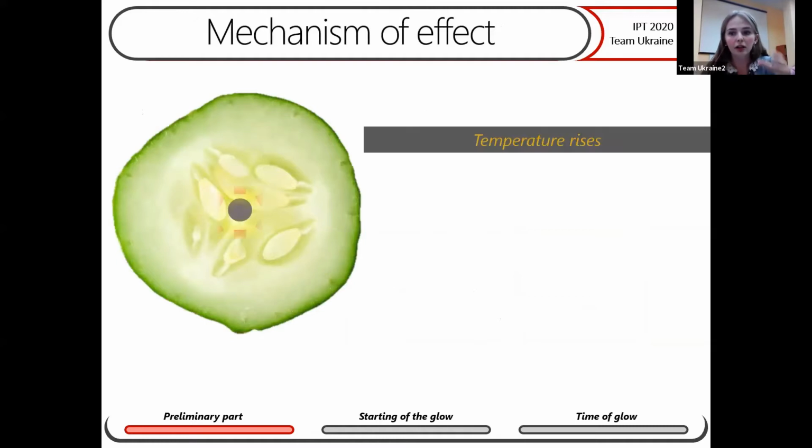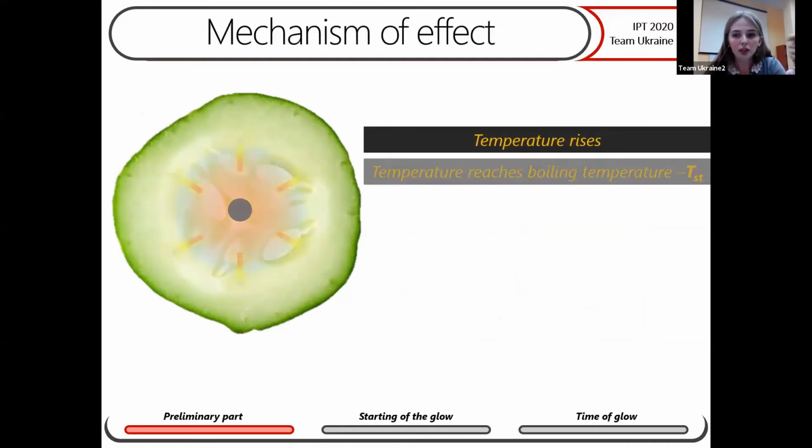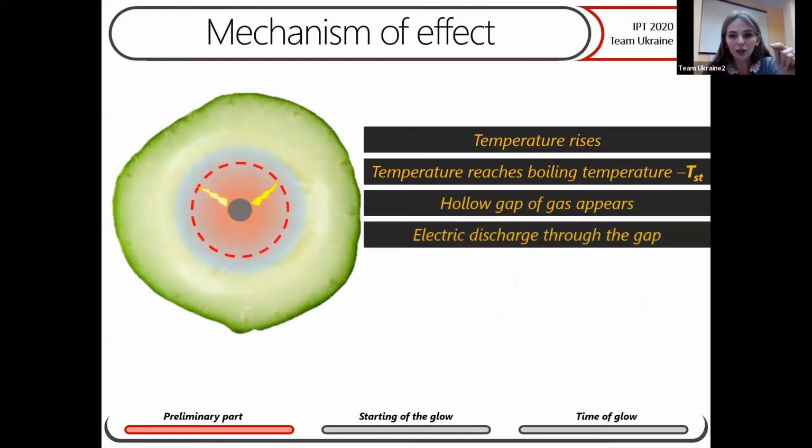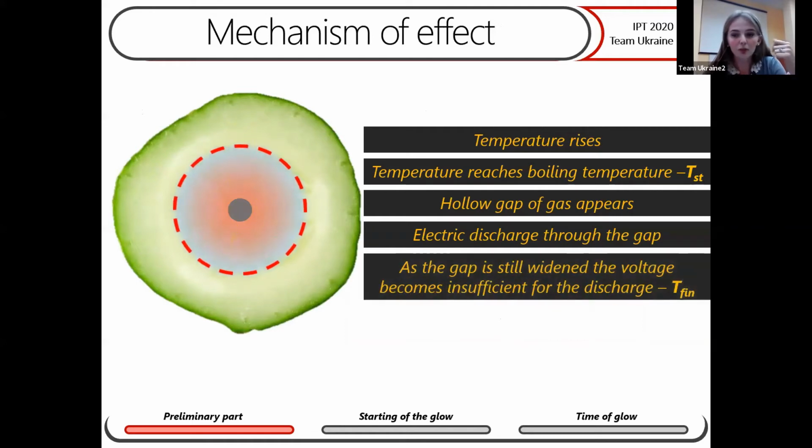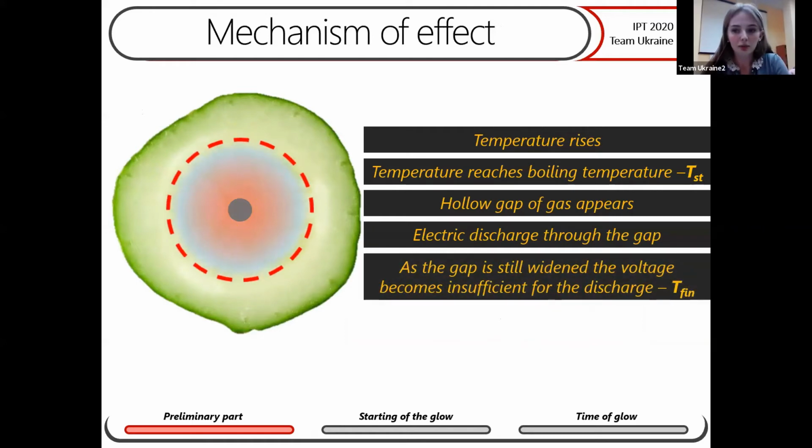After the current is applied, the temperature near the electrode rises, and when it reaches the boiling point, a gas gap appears. With sufficient voltage and thickness of this gap, an electron discharge arises, and as the gap increases, the voltage becomes insufficient and the glow stops.